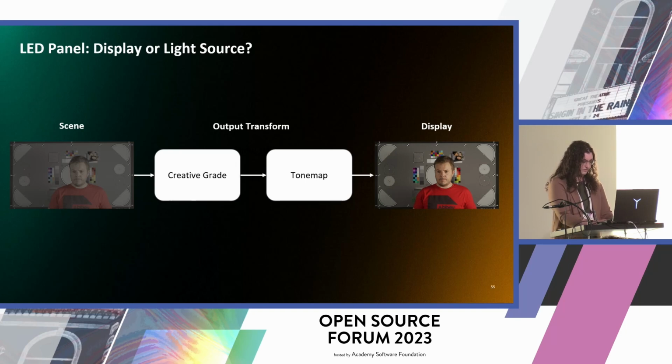We're all familiar with the traditional scene-to-display pipeline, taking what was shot, the scene photometric values as recorded by the camera, and outputting them to a specific display specification in a perceptually equal way. We know this as tone mapping. However, in the context of an in-camera visual effects workflow, LED panels are light sources. So if LED panels are lights and not displays, what does that mean?